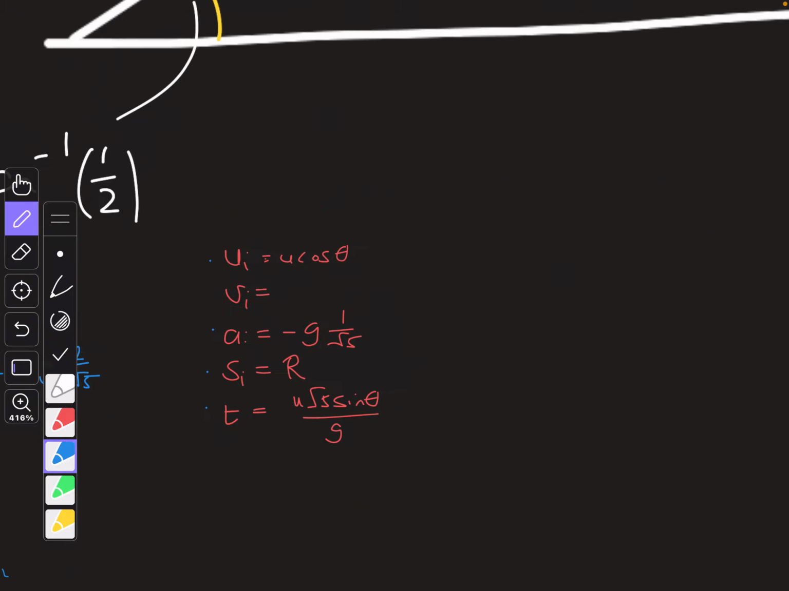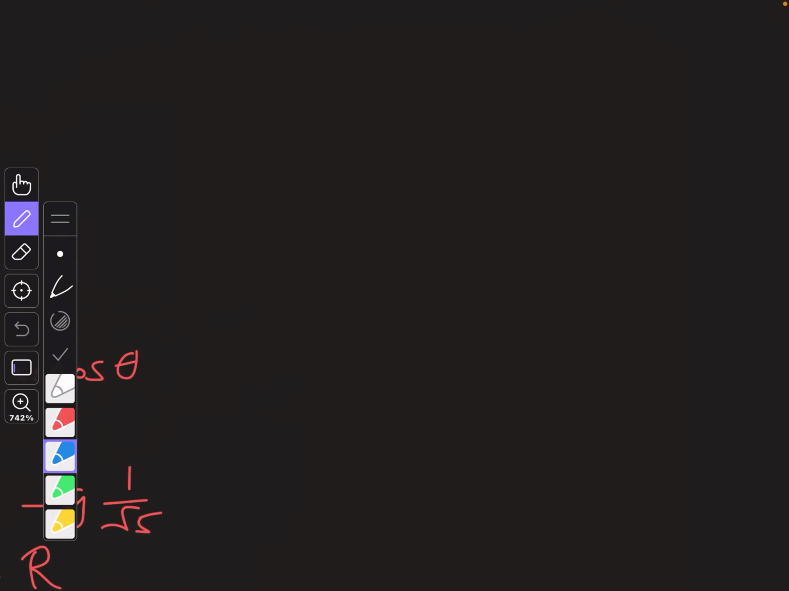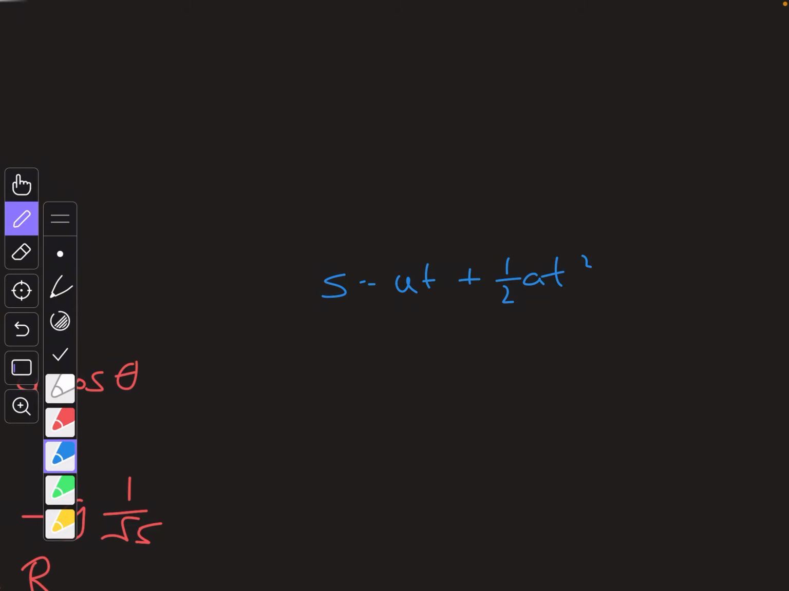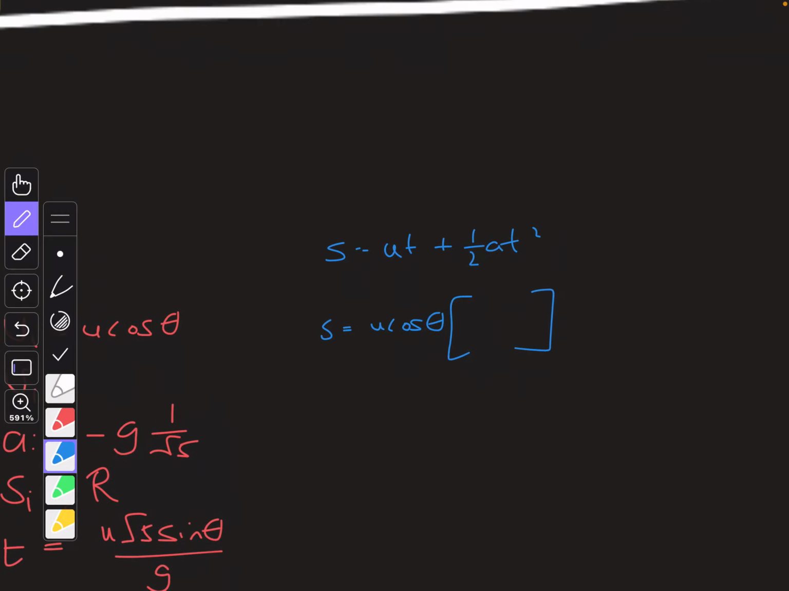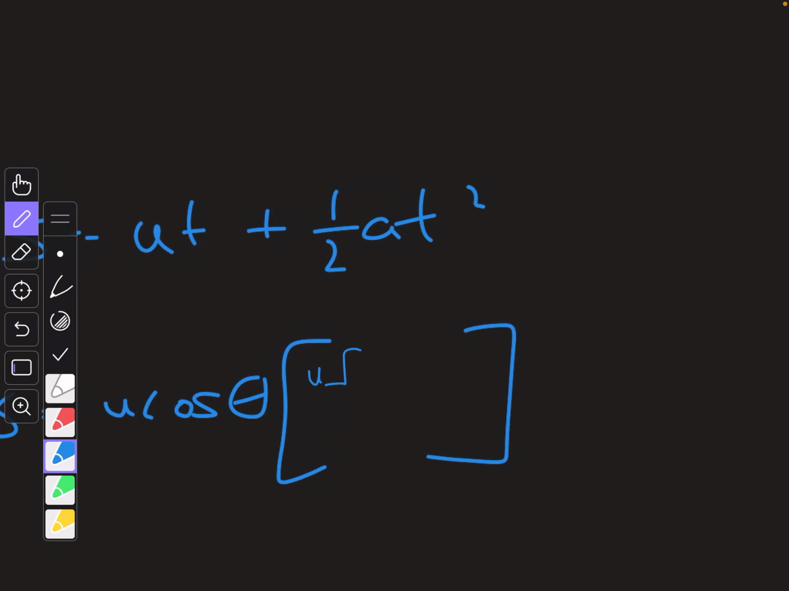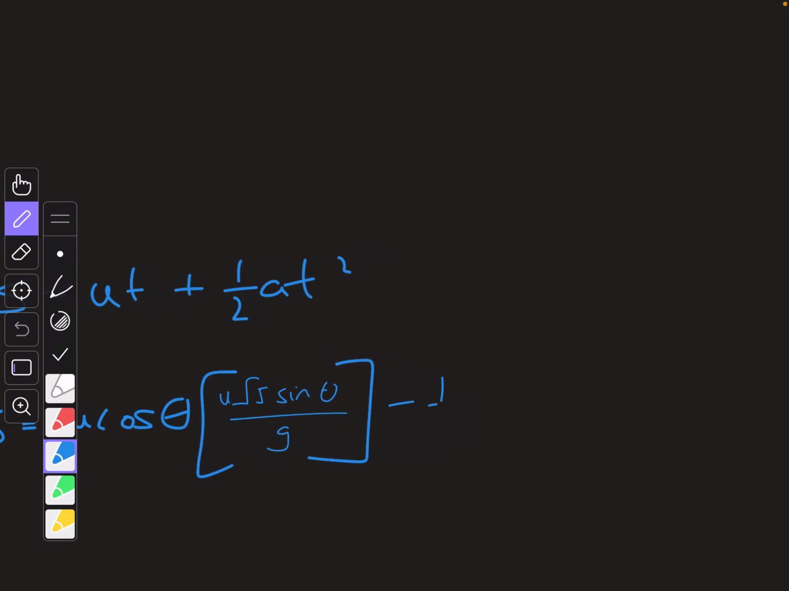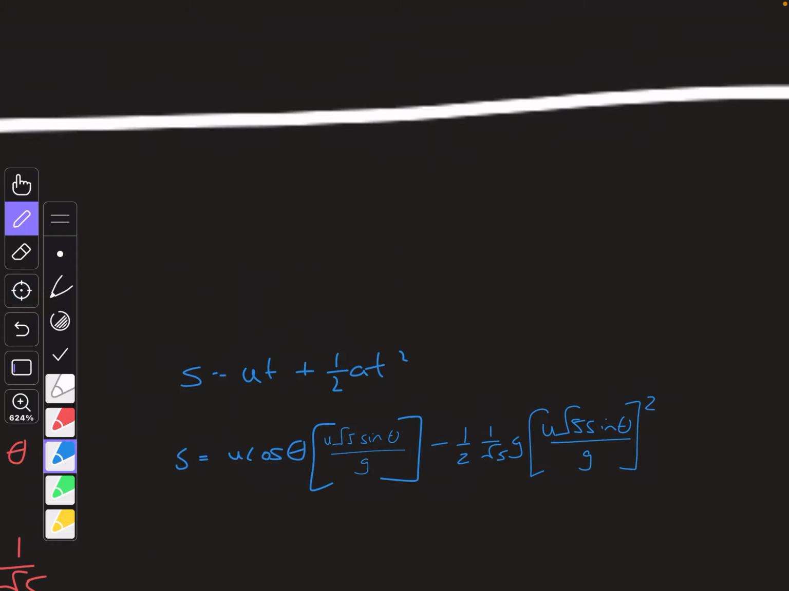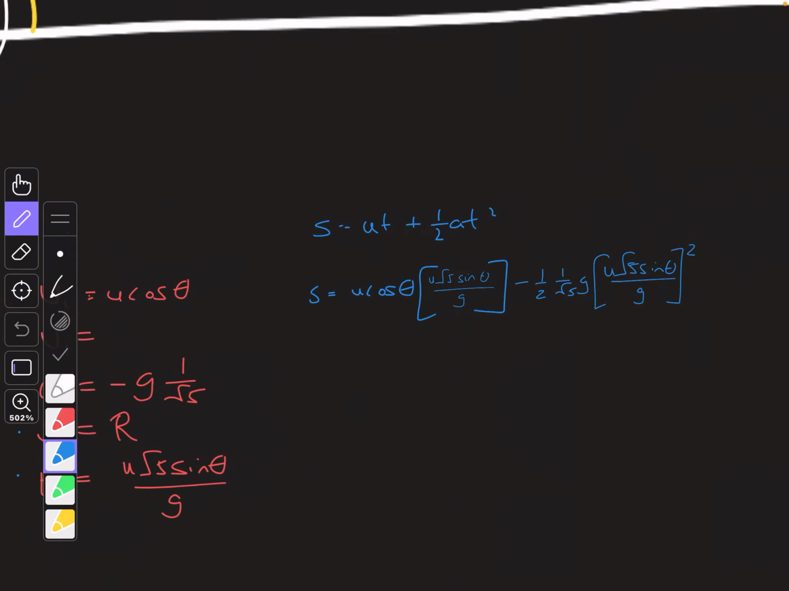We're going to make an equation with s. So I'm going to say s equals ut plus a half at squared. S equals u cosine alpha times t, which is u root 5 sine alpha, or sine theta all over g, minus a half times 1 over root 5 g times u root 5 sine theta all over g, and don't forget that's all to be squared. Just double checking. Yep, I put in my right value there.